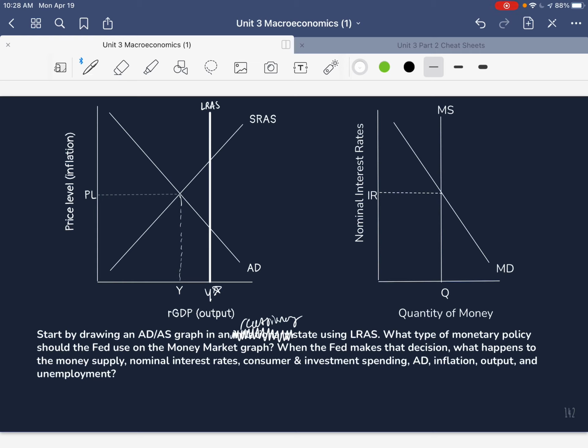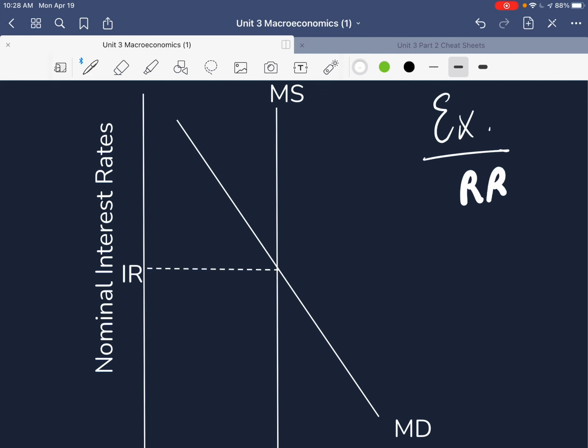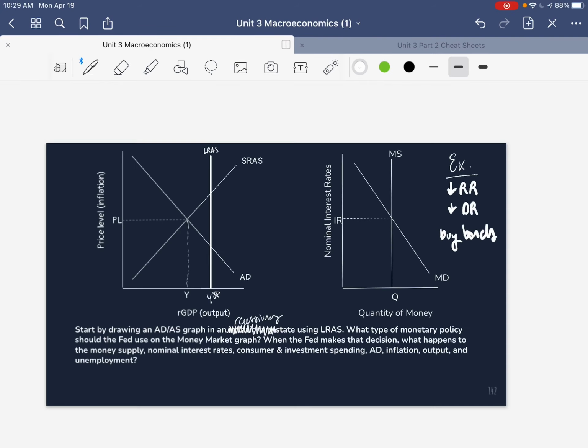So what type of monetary policy should the Fed use? Expansionary. And how do we use expansionary? Let's remember, we've got reserve requirement, discount rate, and bonds that the Federal Reserve can do things to. So if we want to expand the economy, we want more money out there, we decrease the reserve requirement. If we want more money out there, we want more loans, we decrease the discount rate. So it has that pressure on interest rates to float downward. And then do we buy or sell bonds? We want more money out there. So the Federal Reserve is going to buy bonds. So we figured out that portion.